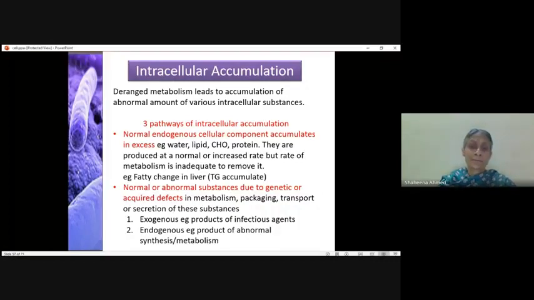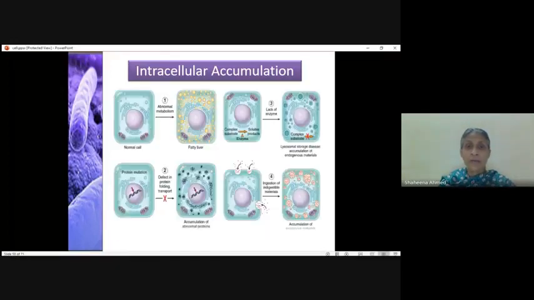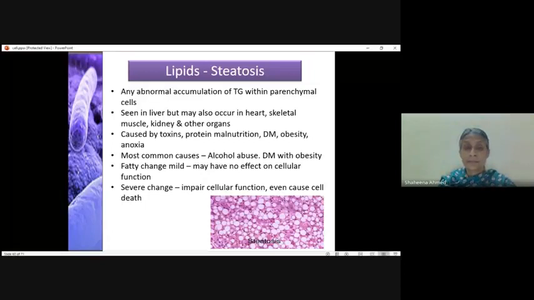If you look at intracellular accumulations, there can be lipid accumulations. A classical example is where triglycerides are accumulated in the liver, and these are seen in protein malnourishment, in diabetes, in obesity, in anoxia, in alcohol abuse. There are a lot of conditions in which, if triglyceride content is increased, it gets deposited in the liver. So you get a fatty liver, you see fatty changes which are very easily evident in the liver.